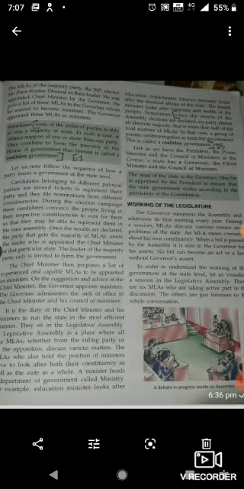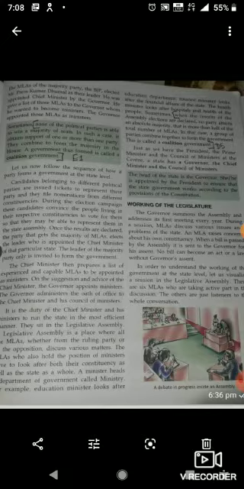The MLAs who also hold the position of ministers have to look after both their constituencies as well as the state as a whole. A minister heads a department of the government called a ministry. For example, the education minister looks after the education department, the finance minister looks after the financial affairs of the state, and the health minister looks after hospitals and the health of the people.